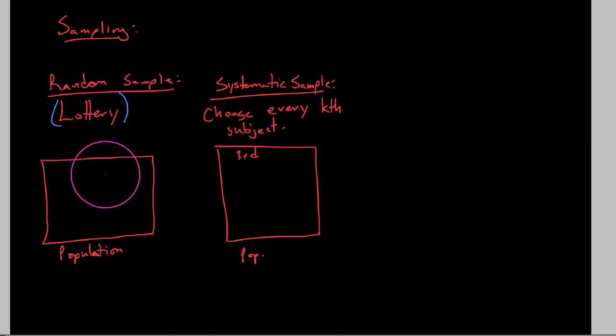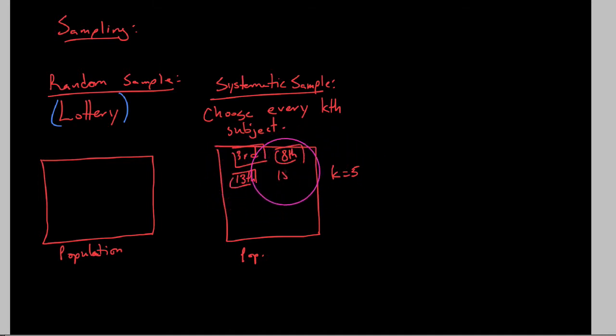Everybody gets a number just like in the random sampling. Maybe we pick out this third person here because that's who we drew out of a hat. And then we're going to get every kth subject. So in this case, if k equals 5, the next person we're going to choose is the 8th person, because we start at 3 and go up by 5. If we go up by another 5, we choose the 13th person, and then the 18th person in our population, and this scheme would continue throughout the whole thing.